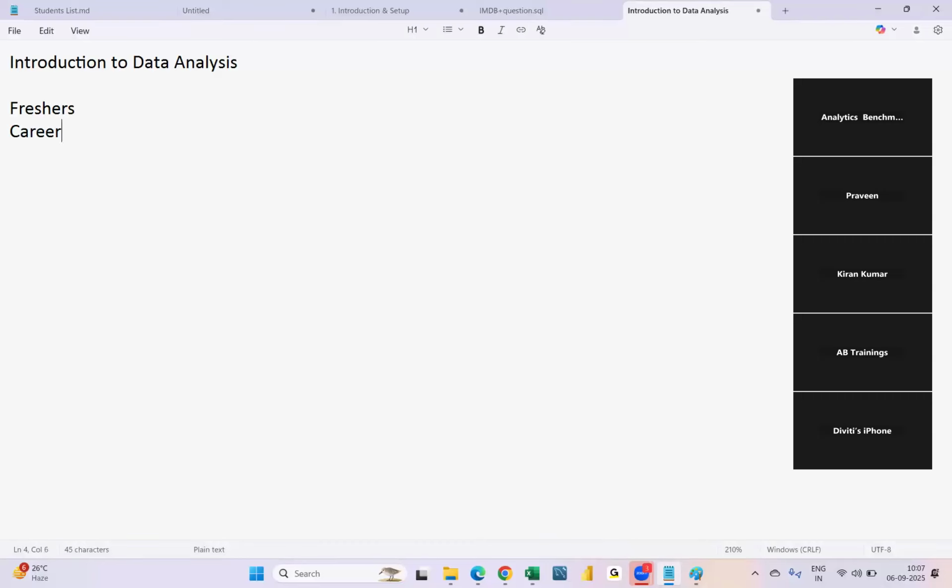Some of you might have a career gap and want to restart your career. And somebody might be already working in IT or non-IT domains, but you want to shift to the data analysis side. So whatever background you people are coming from, either you are a fresher, or have a career gap, or already working in some IT or non-IT sectors, no problem, you are all eligible to learn data analysis.